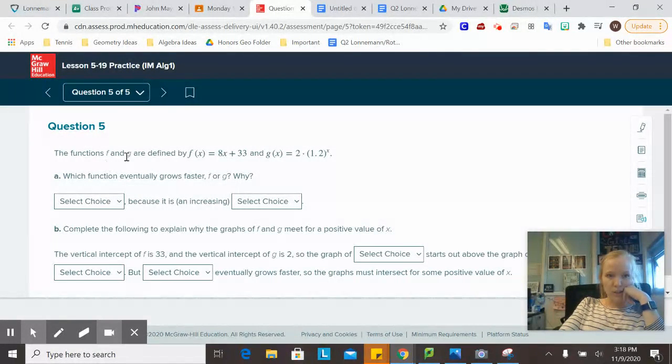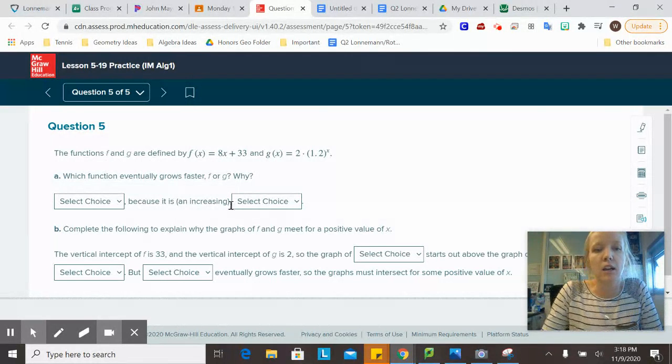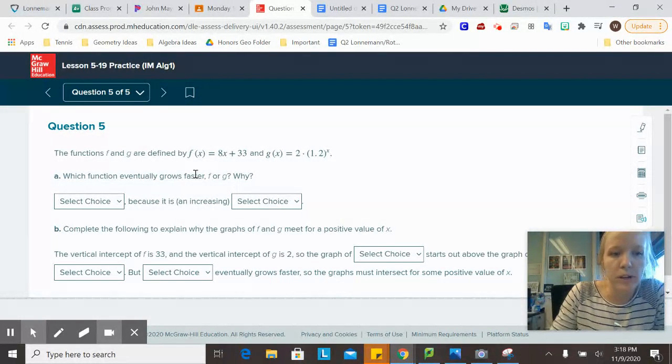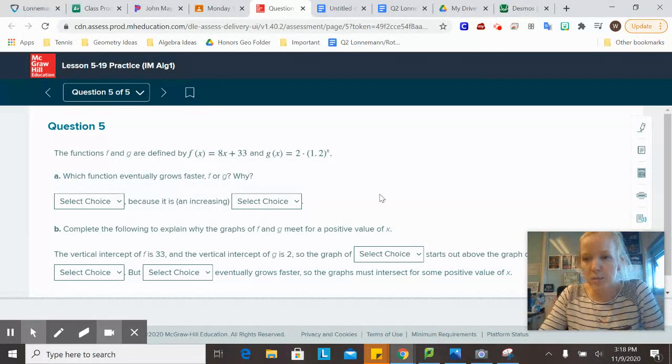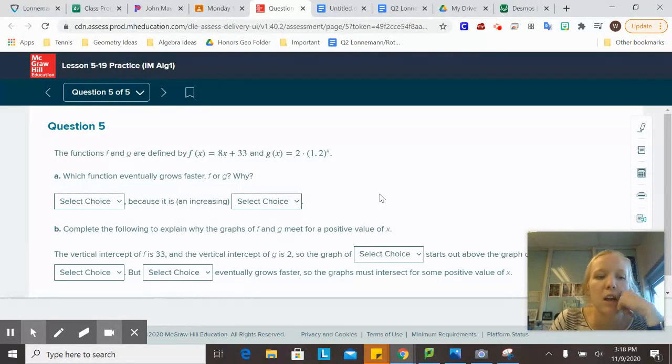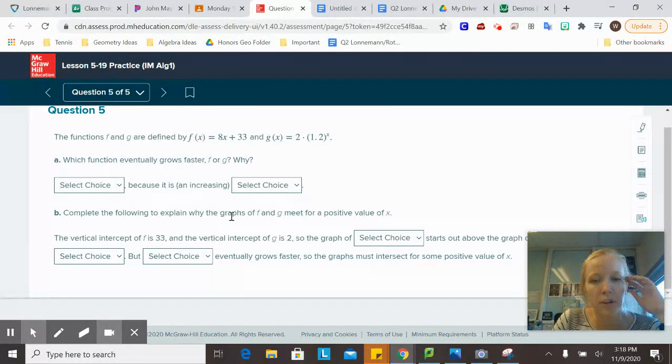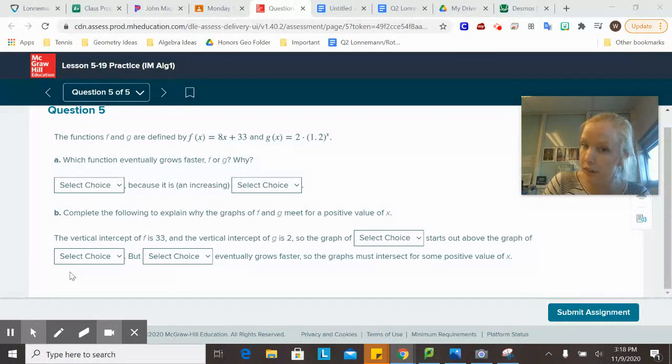Last up for question 5, you want to figure out which one is growing fastest. Remember, exponentials are always going to grow the fastest. And then complete the following to explain why the graphs of f and g meet for a positive value of x. The vertical intercept of f is 33, and the vertical intercept of g is 2. So the graph of which one starts out above the graph of the other one, but which one eventually is going to grow faster, so it would intersect. So hopefully you guys can figure that one out.